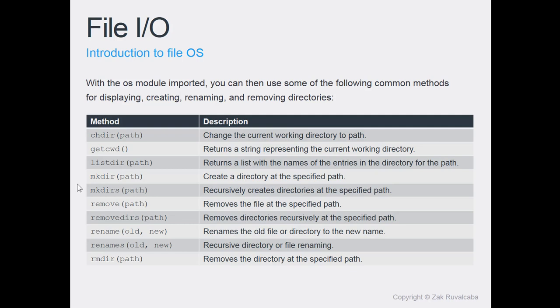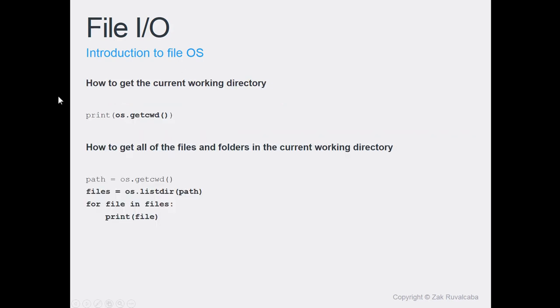remove removes the file at the specified path. removedirs removes directories recursively at the specified path. rename renames the old file or directory to the new name. renames recursively renames directories or files. And then rmdir, which removes the directory at the specified path. So remove removes the file, rmdir removes the actual directory. So let's take a look at some of these.